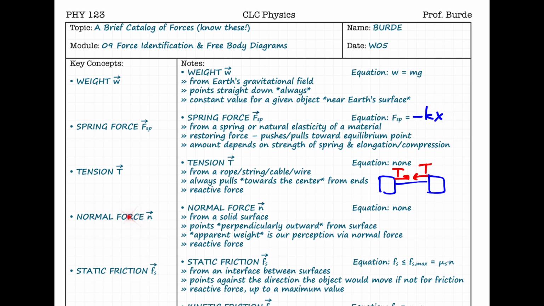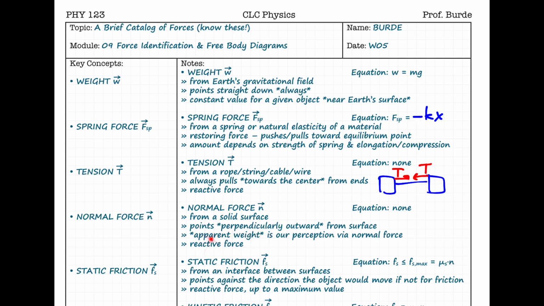The next force is the normal force. The normal force is a lowercase n, has to be lowercase n because capital N is already the symbol for newtons. We get a normal force whenever an object is pushed against a solid surface, and the normal force acts perpendicularly outward from that surface. There's no equation for normal force because it is also a reaction force. However hard you push against the surface is going to push back with an equal force, up to its fracture point.